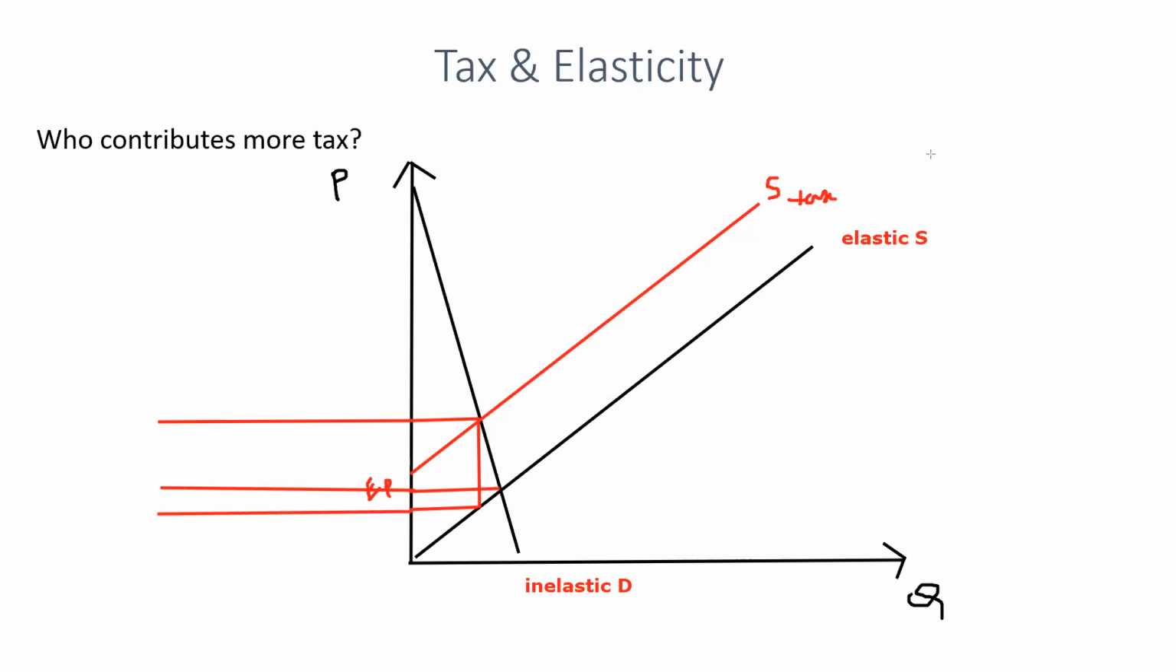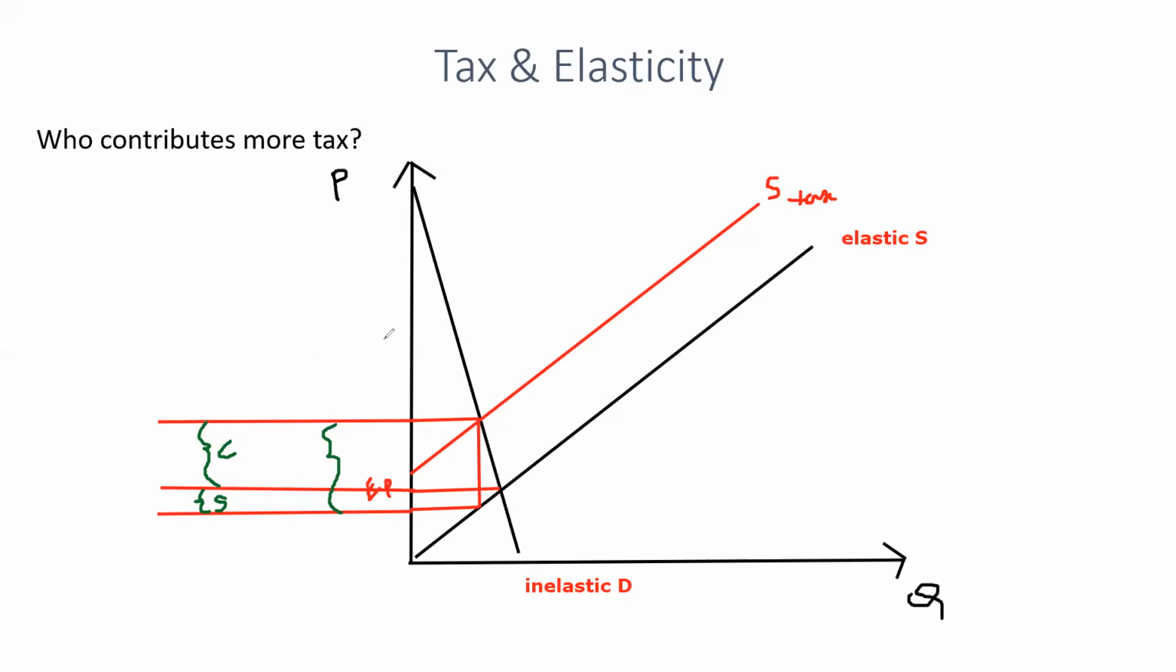Let's understand what's going on. This entire bit is the tax revenue, okay? However, we know that this top part is the contribution by consumers, and this part is the contribution by the suppliers, right? So what do you see clearly in this case? The contribution by consumers towards the tax is more than the contribution by the suppliers, right? So the consumers contributed more.